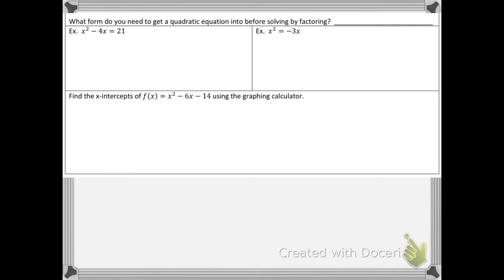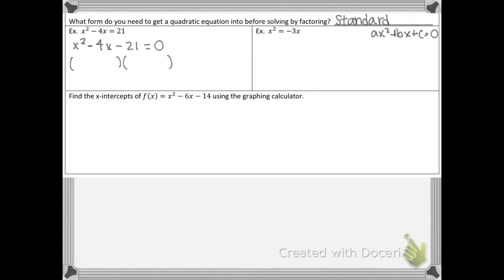Okay, when we solve a quadratic equation, we need to get it in standard form. So what form do we need to get it into? We need to get it in standard form. So what standard form is ax squared plus bx plus c equals 0. Okay, so first example here, we need to move the 21 over to the left to get it in standard form. Now you always want to move the term so that the x squared stays positive. Or if the x squared is negative, you want to move it so it becomes positive.